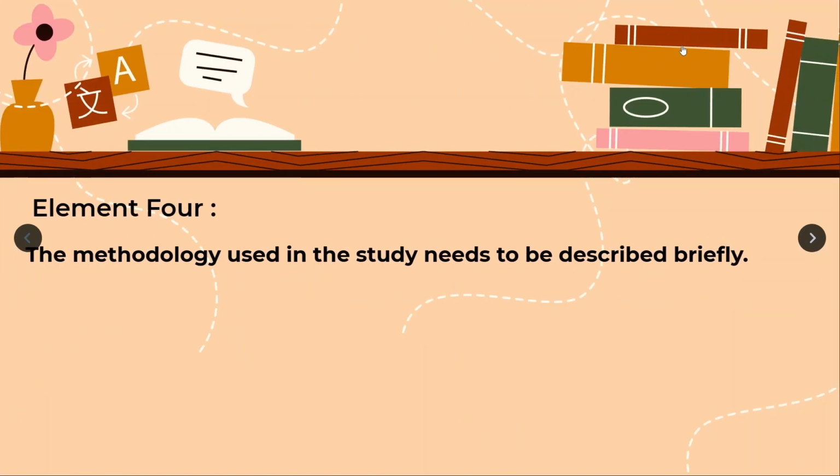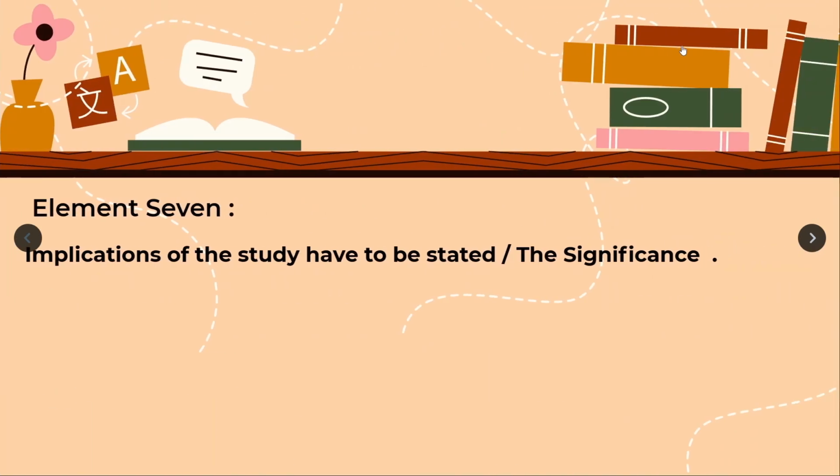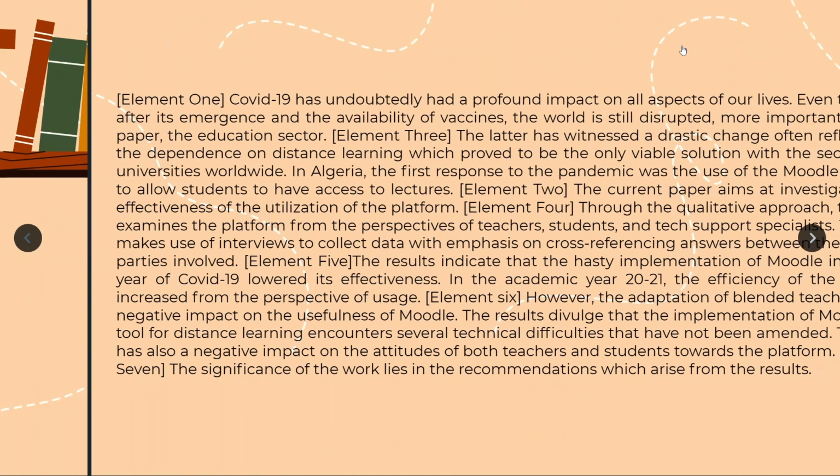Now let's go to element 4. That's the methodology used in the study needs to be described briefly. So it's very important that you articulate clearly the methodology you have adopted in your research. Of course, that's going to be brief. And element 5, the main findings have to be summarized. 6, a statement to indicate the main conclusions. And number 7, implication of the study have to be stated, or sometimes the significance of the study. So that depends on you. So let's jump directly to an example here.